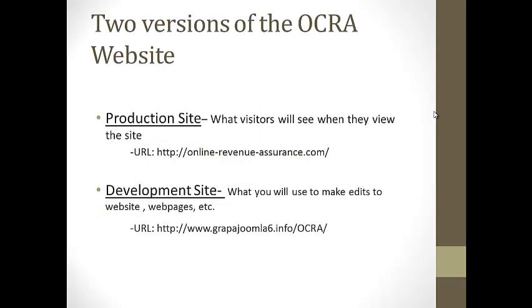There's two versions of the OCRA website that we will be using. There's the production site, which is what the visitors will see when they view the site, and this is the URL for that. And then this is the development site, which is what we are going to be using to make the edits to the website and web pages. And this is the URL for that development site. And as you can see, the URLs are a lot different. And this is the site we use to make those edits.